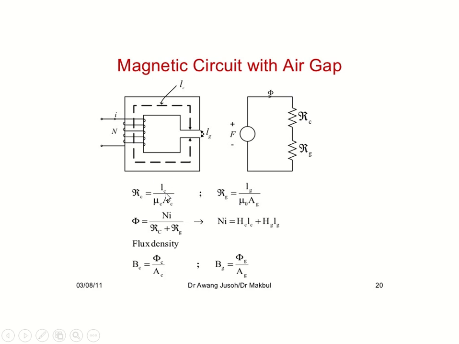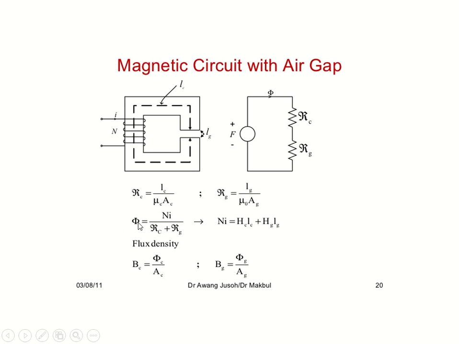So take the parameters corresponding to your iron core: Lc, mu c, Ac. Corresponding to the air gap, take the parameters corresponding to the air gap: Lg, mu g, meaning the permeability of the air gap, where mu r is 1. So mu 0 into Ag.